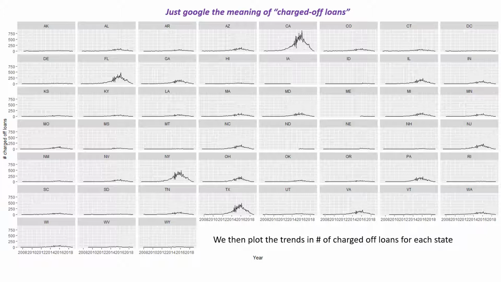We also see in other states like Arizona, Colorado, Georgia, Illinois, Indiana, Louisiana, Massachusetts, Maryland, Michigan, Minnesota, North Carolina, New Jersey, Ohio, Pennsylvania, Virginia, and Washington, these several states experience a slight increase in the number of charged-off loans, and then we see the trend decline again.